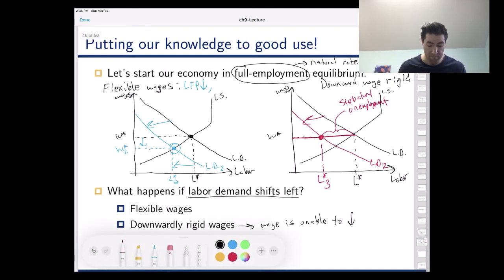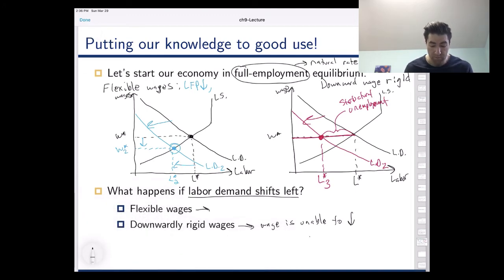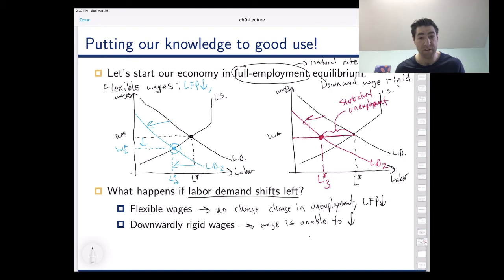So the key differences here: in flexible wages, there's no change in unemployment. But the labor force participation rate is going to decrease. Voluntary unemployment increases. People leave the labor force. When wages are downwardly rigid, what that means is that the wage can't go down. And so as a result, we get an increase in the unemployment rate as a result of structural unemployment.